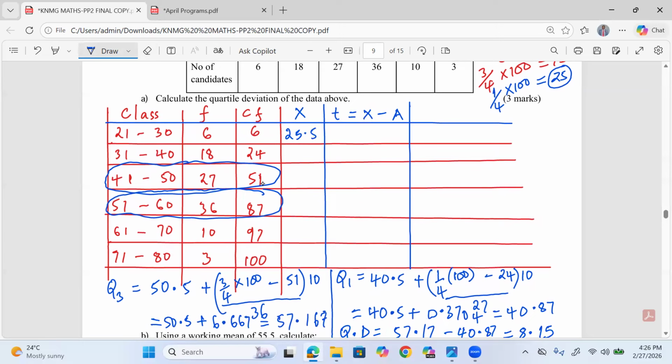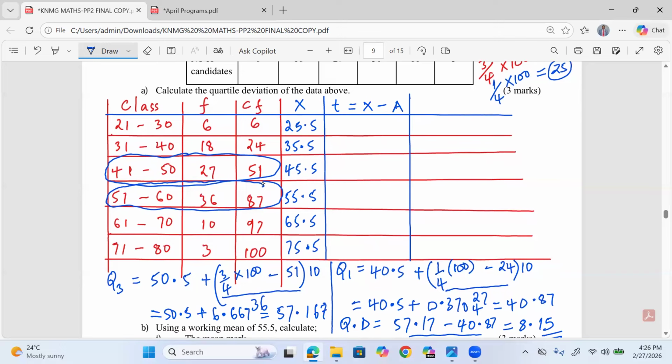The next will be 31 and 40, divided by 2, 35.5, 45.5, 55.5, 65.5, and 75.5. So we have all the midpoints now. What about the t's?